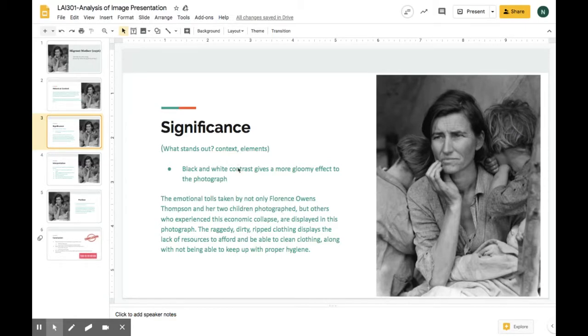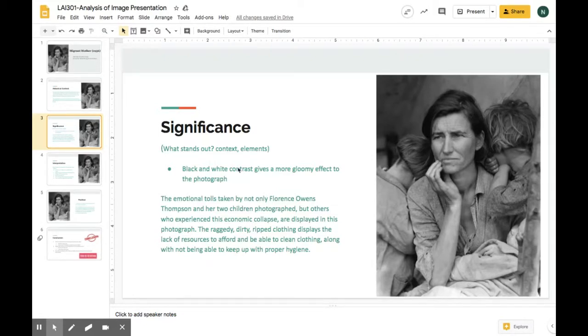The emotional toll is taken by not only Florence Owens Thompson in the photo and her two children that are included in the photograph, but others who experienced this economic collapse. Their emotions can also be comprehended from this photograph.